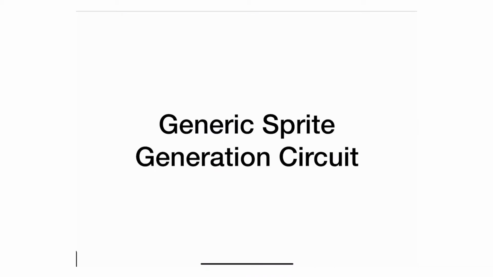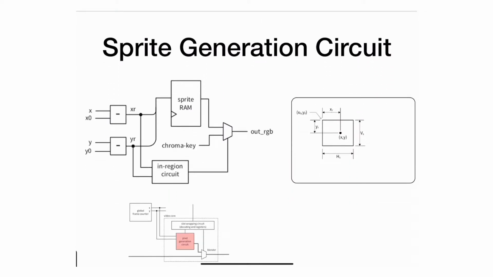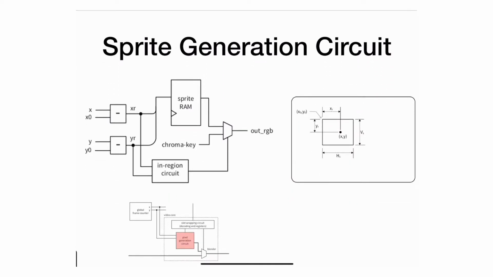Let's explore how a generic sprite generation circuit actually works. Just as a reminder, when we develop a video core, we have a couple of options. It's either a pixel generation core or a pixel transformation core. A sprite core is an example of a pixel generation core because it is generating pixels from scratch.